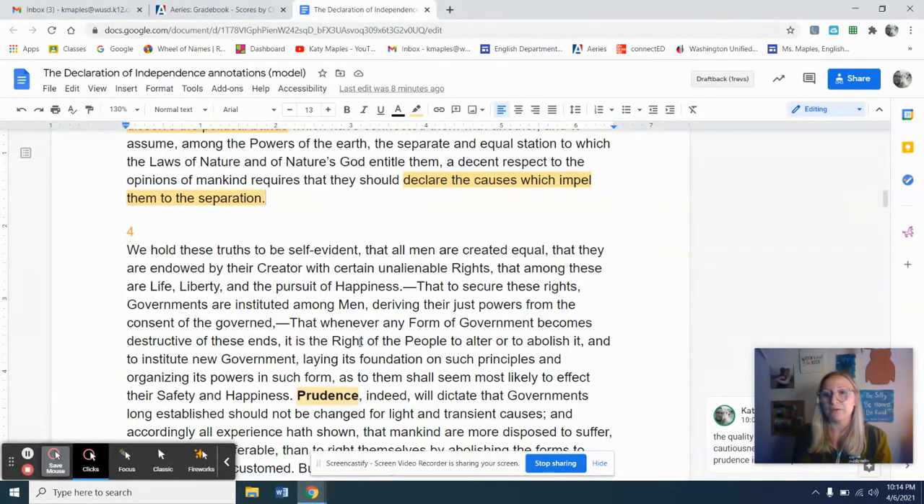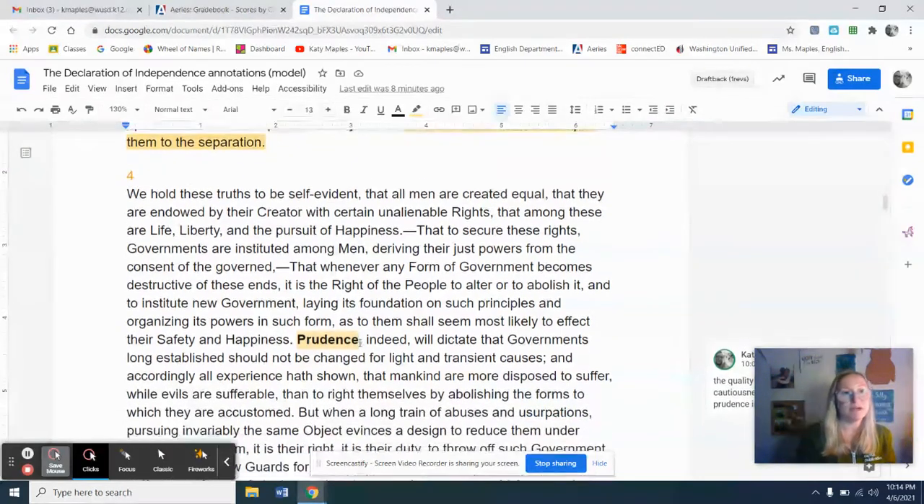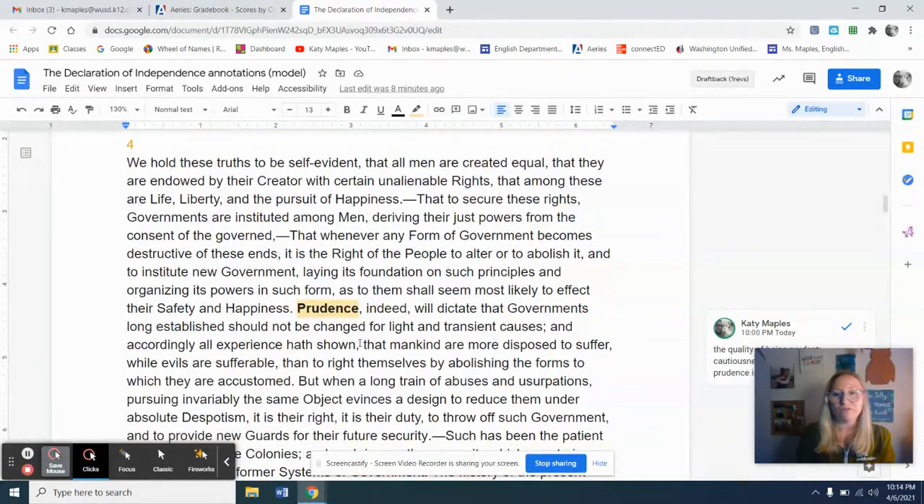So feel free to write any notes. Pause if you need. Paragraph 4. This is the part that you all have heard before. We hold these truths to be self-evident, that all men are created equal, that they are endowed by their Creator with certain unalienable rights, that among these are life, liberty, and the pursuit of happiness.